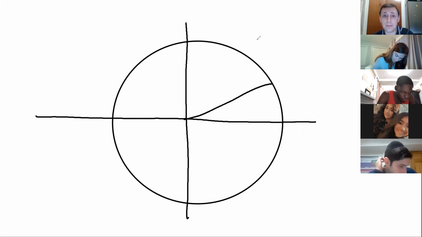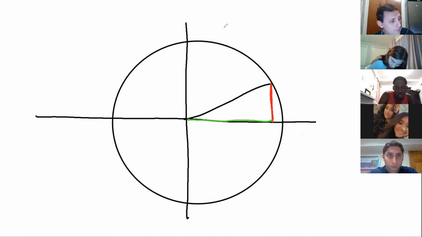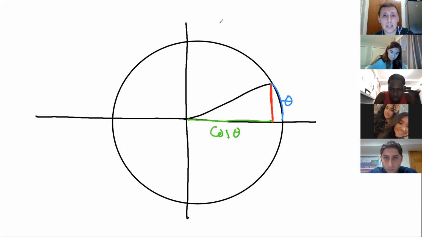Sine over cosine is tangent, Elazar. So if this is my angle theta, let's draw it carefully, guys, then the green part is cosine theta, and the red part is sine theta, okay? And I assume that the radius is always measured in radius units, so it's 1.